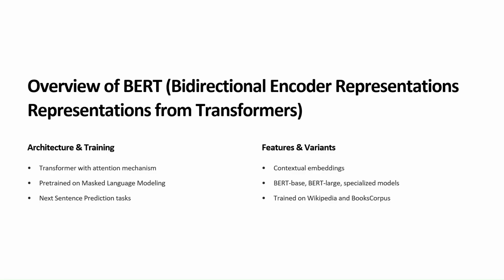Overview of BERT. Before we dive into the overview, BERT stands for Bidirectional Encoder Representations from Transformers. Here are the architecture and training, and here are the features and variants. Architecture and training are the transformer and attention mechanism, pretrained on masked language modeling and next sentence prediction. Features and variants include contextual embeddings, BERT base, BERT large, and specialized models trained on Wikipedia and Vox corpus.